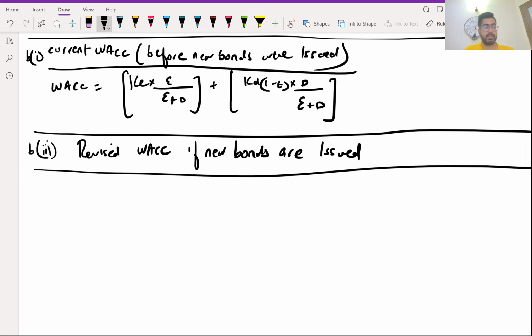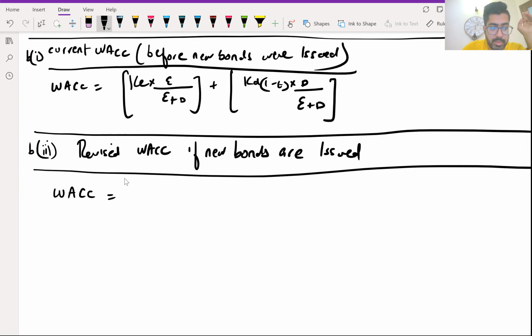Now I want to find a revised WACC, new WACC if new bonds are issued. Remember, if new bonds are issued, what would be the WACC equation? The company has now become financed through three sources: equity, the old debt, and the new debt. Okay, it's revised WACC if new bonds are issued. Now company has equity shares, old debt, and new debt.